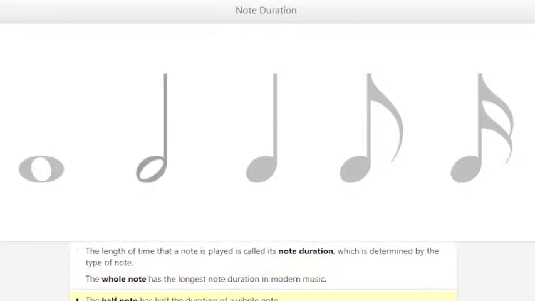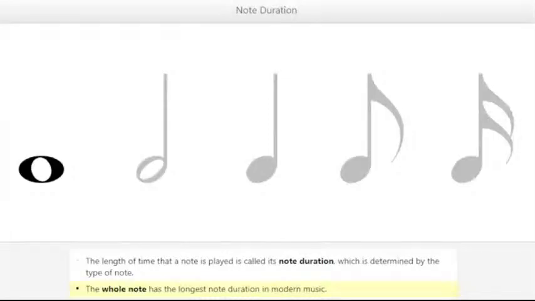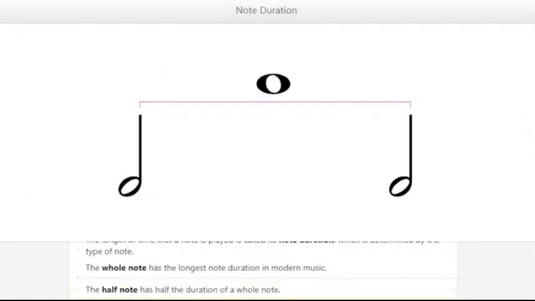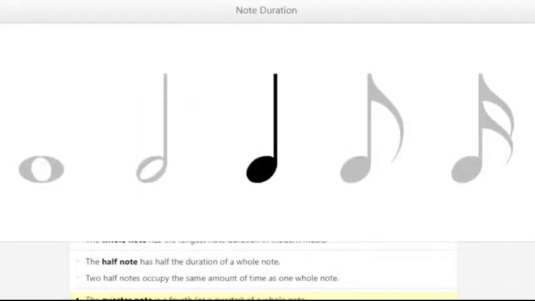Then we have the half note. This one has half the duration of a whole note. Ta. Your half note is ta because it is half of the first one. Now the half notes occupy the same amount of time as one whole note. So you have two half notes, we give you one whole note. It's like mathematics, right? Now the quarter note is a fourth of a whole note.